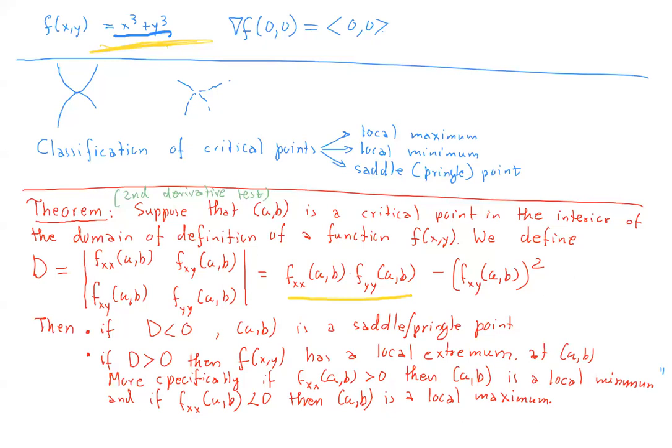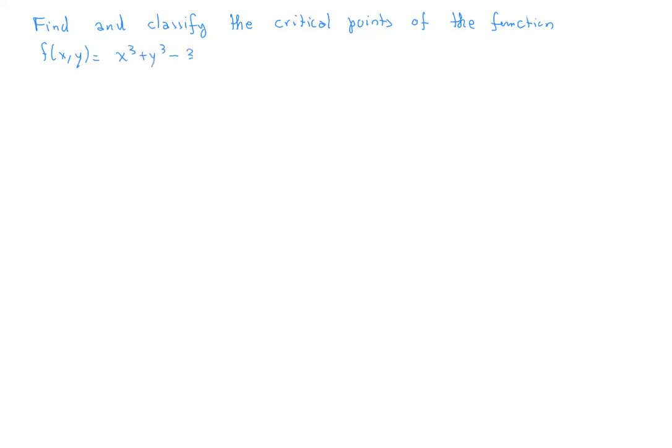Okay, I think we have everything on the table that we would like to have, and it's time to give some examples. So let's start with our first example. We're going to find and classify the critical points of the function f of x, y equals x cubed plus y cubed minus 3xy.